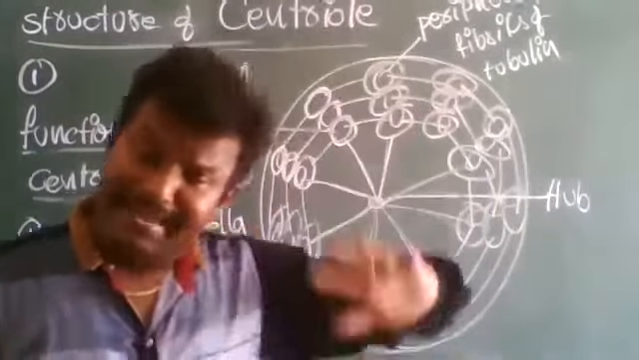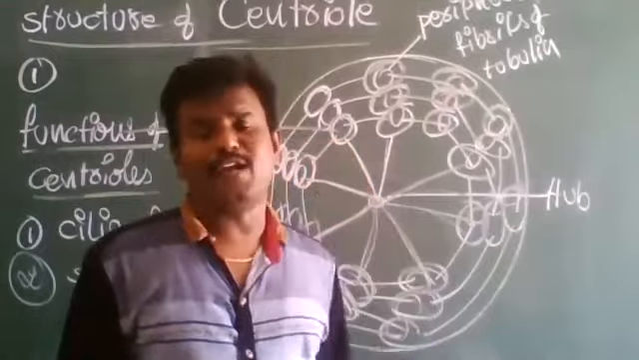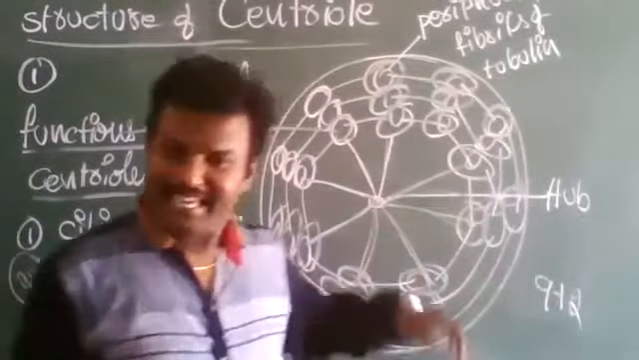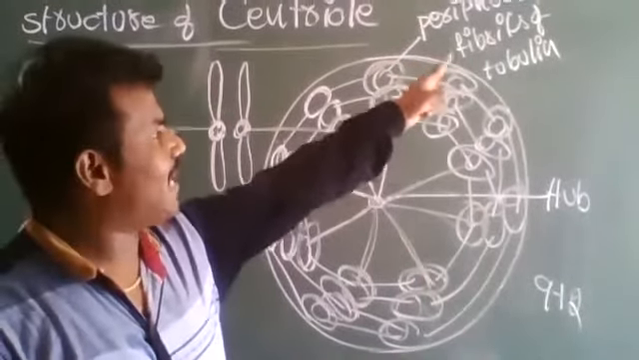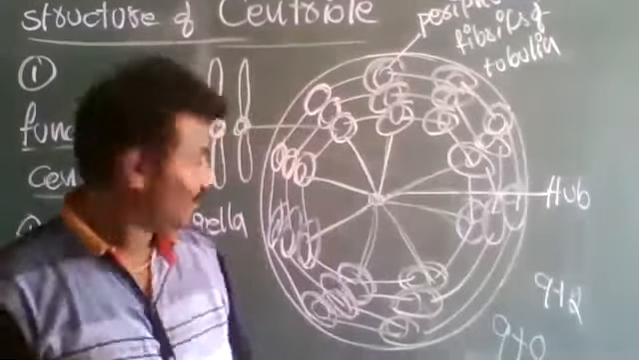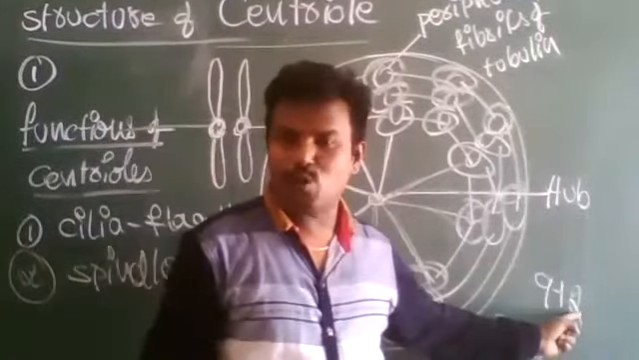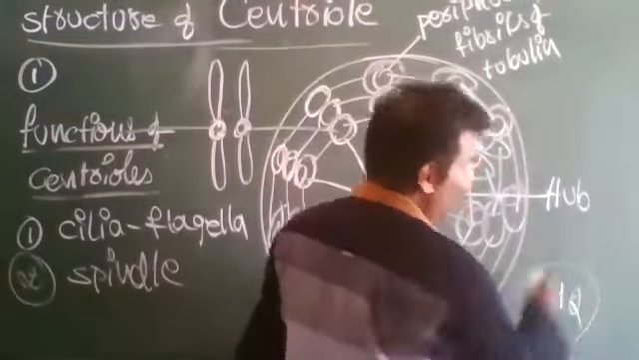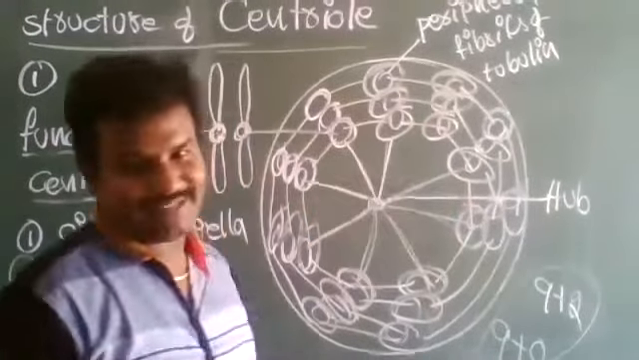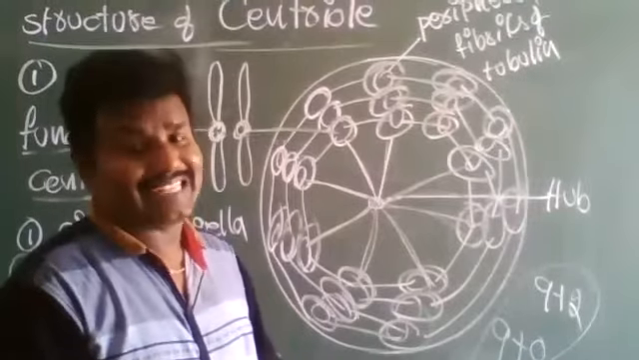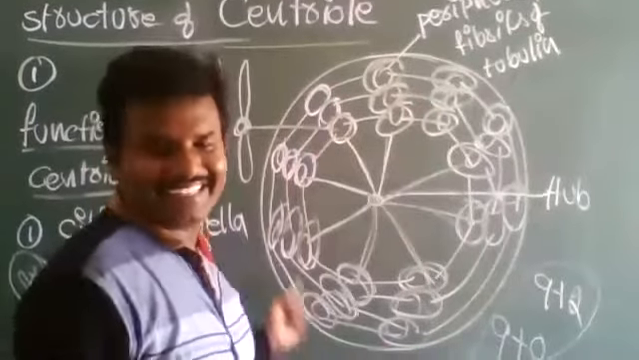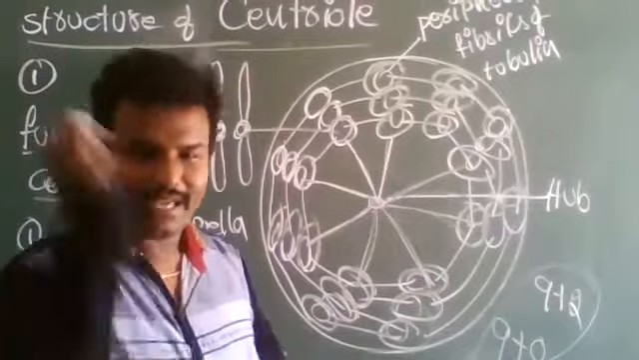In cilia and flagella, the arrangement of peripheral microtubules and central tubules is 9:2. Here, the peripheral fibrils of the tubulin arrangement is 9:0. Central tubules, like in cilia and flagella, two are not there, zero. On the basis of these two aspects, objective bits are formed. Okay? In the centrosome, the centriole's organization is like a cartwheel. It seems to be a cartwheel. Okay?